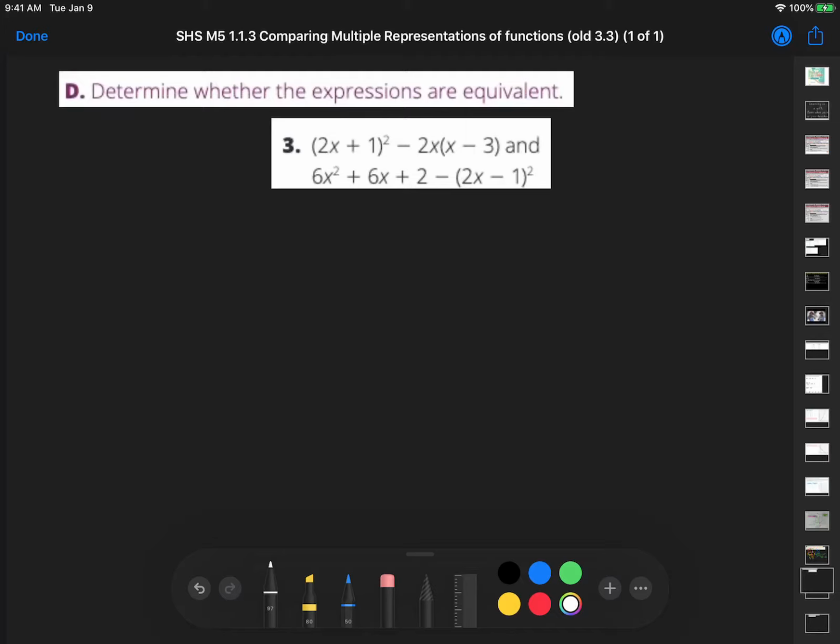All right, let's go ahead and try this problem. D3, determine whether expressions are equivalent. I'm going to write this one over here on the left side. And we need to figure out if this is equivalent to this other side over here in yellow. I'm going to write all of that.